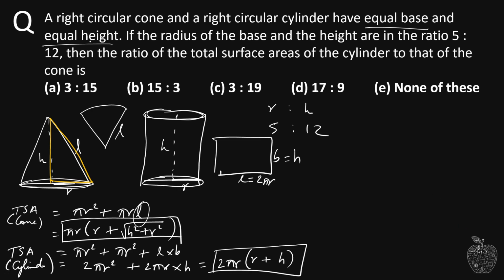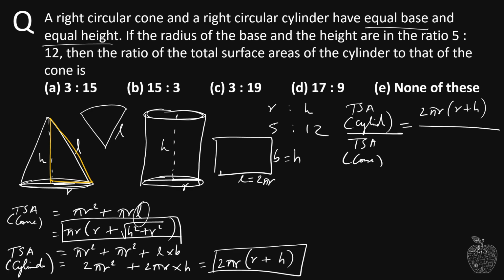So we are asked what is the ratio of the total surface area of the cylinder to that of the cone. So let's write it over here. The total surface area of the cylinder is 2 pi r into r plus h, upon the total surface area of the cone, pi r in bracket r plus under root h square plus r square. All right, now pi r is gone. Now we are left with this.